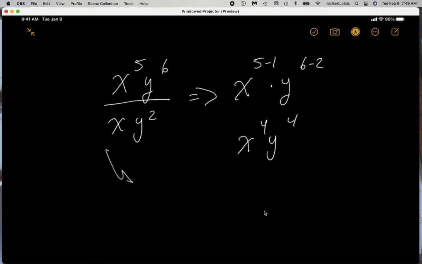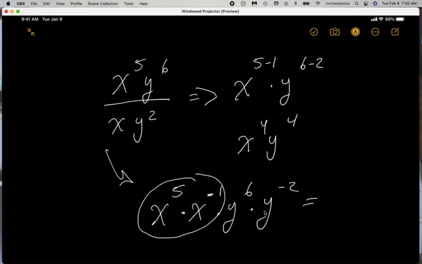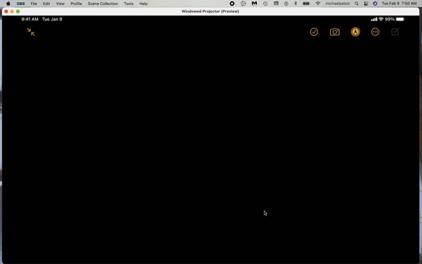Or you can use cross the line, change the sign. Now you have a multiplication situation. So you add these exponents. Keep the base the same, add the exponents. Cross the line, change the sign.